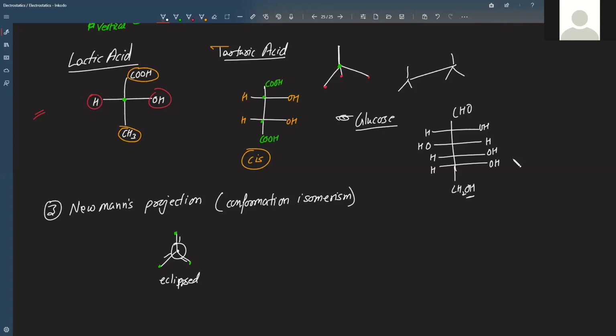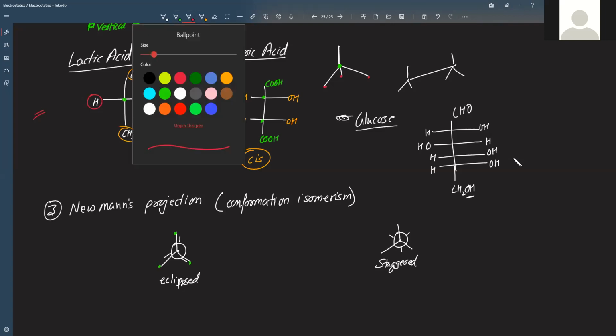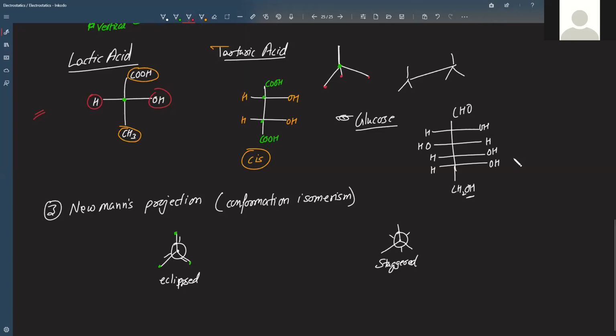Right? And there is another version of this that is called the staggered form. In the staggered form, if the front is like this, the back will be here. So if you see from the front, all six will be visible. This is called the staggered form. And obviously, if I ask you which one is more stable, which one is less stable: staggered is stable and this is less stable, right?